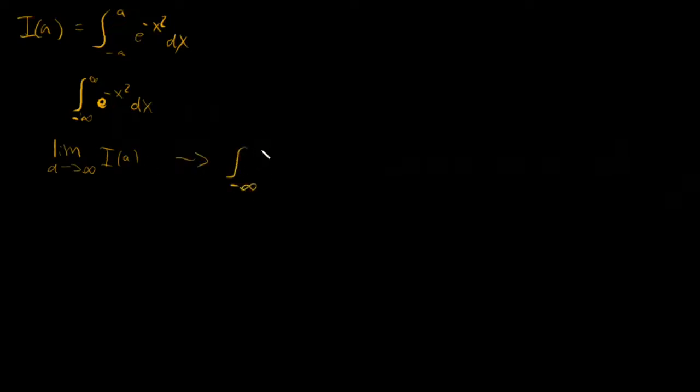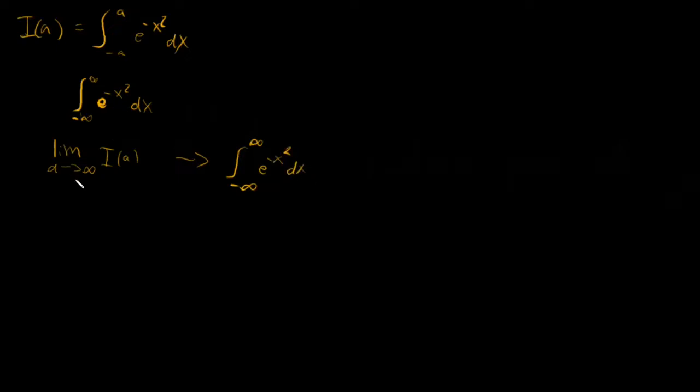Let I of a equal the integral from minus a to a of e to the negative x squared dx. And then, if the integral from negative infinity to infinity of the same integrand dx were absolutely convergent, we would have that its Cauchy principal value, that is, the limit as a approaches infinity of I of a, would coincide with the integral from negative infinity to infinity of e to the negative x squared dx.